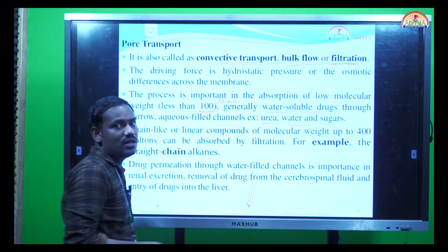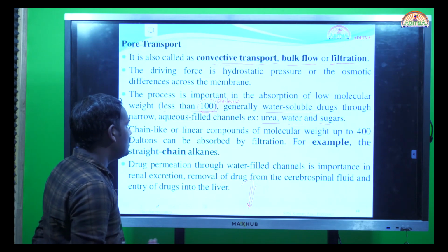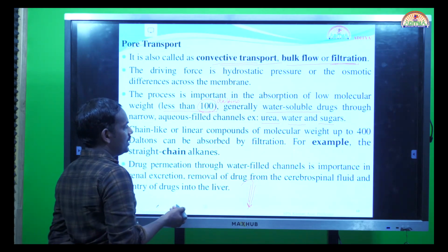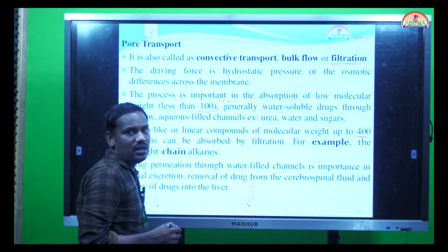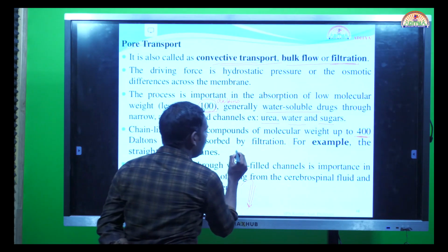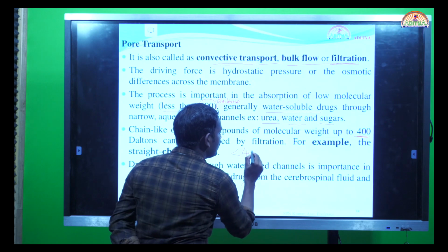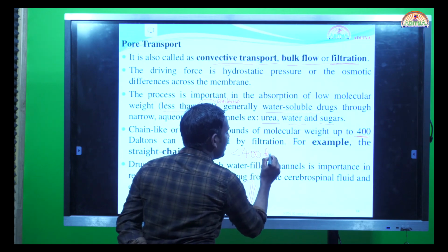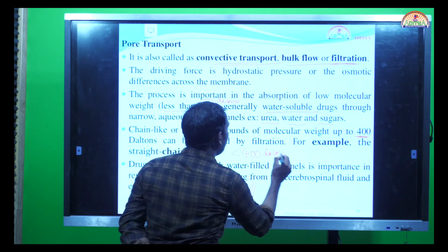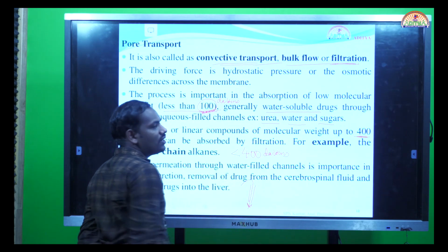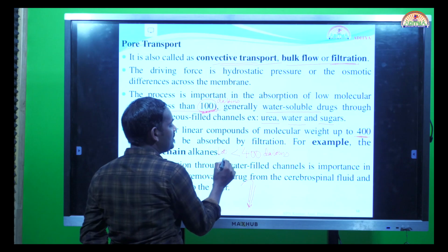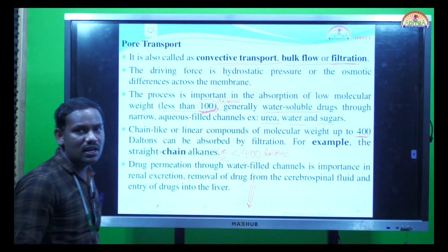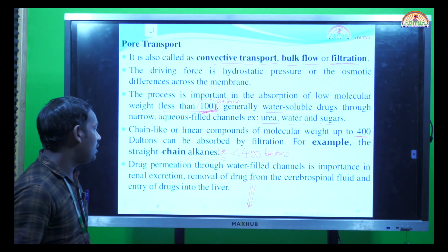Some linear compounds can also pass through, especially if their molecular weight is up to 400 Daltons. So ideally, for this kind of transport the size should be less than 400 Daltons. Preferably if it is closer to 100 Daltons, it can definitely pass through, but if it is 100 to 400, it has an intermediary flow by this pore transport, right?